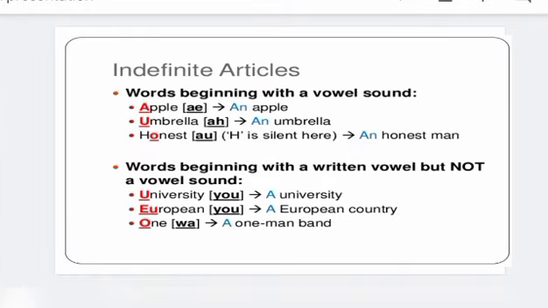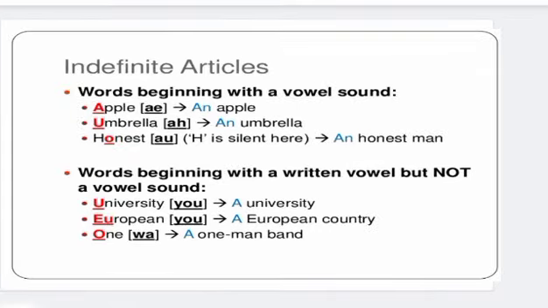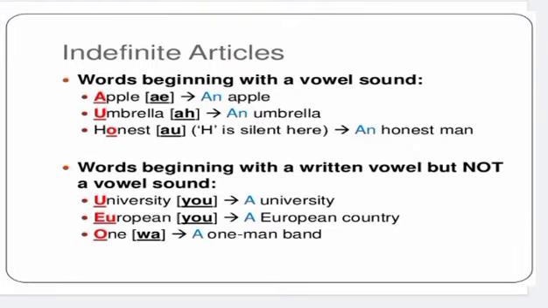Okay children, then words beginning with a written vowel but not a vowel sound. University: the word begins with a written vowel, but now let's see the answer. A university, it is not a vowel sound. European, which means a European country: words beginning with a written vowel but not a vowel sound.